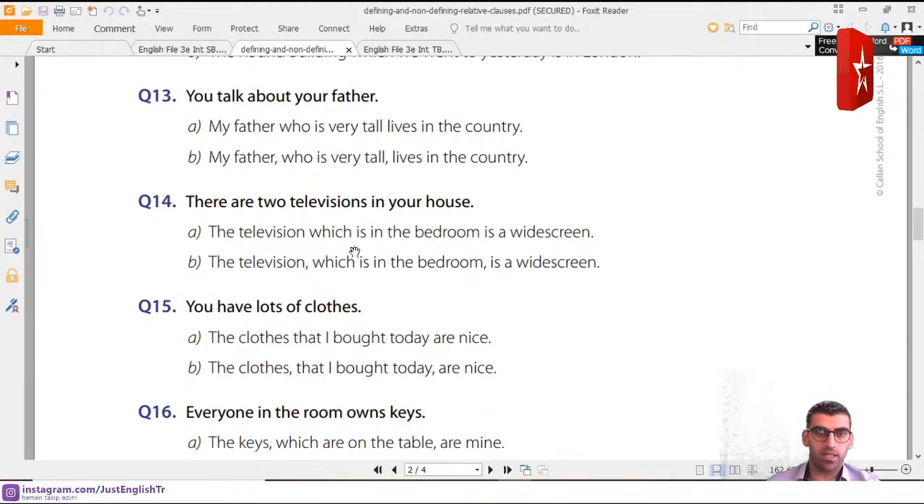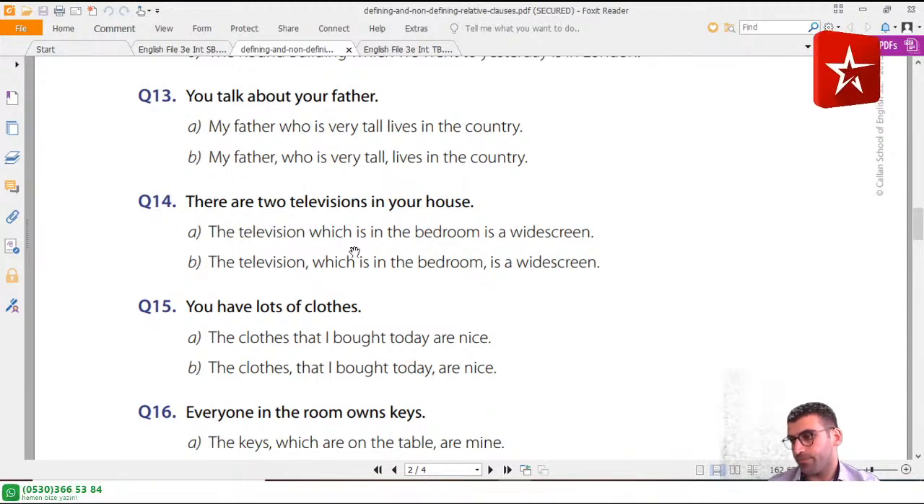And question 14. There are two televisions in your house. The television which is in the bedroom is a white screen, with a comma and without a comma. 14, A or B? Question number 14 is A, yes, because we have two televisions. That's why.